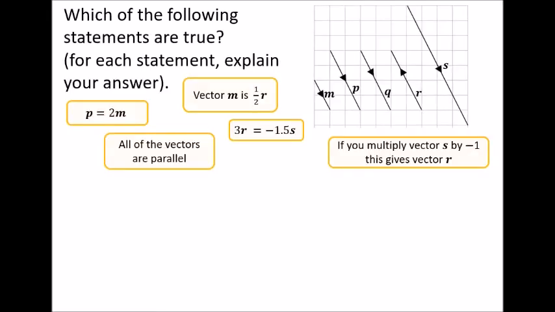I'm just going to leave you with this last final task. See if you can decide whether these statements are true or false now, based on the things that we have discussed.